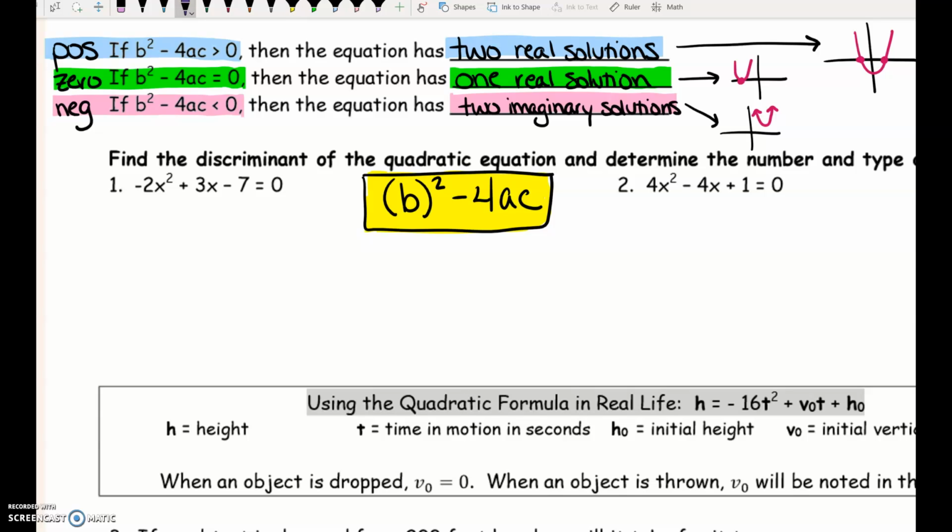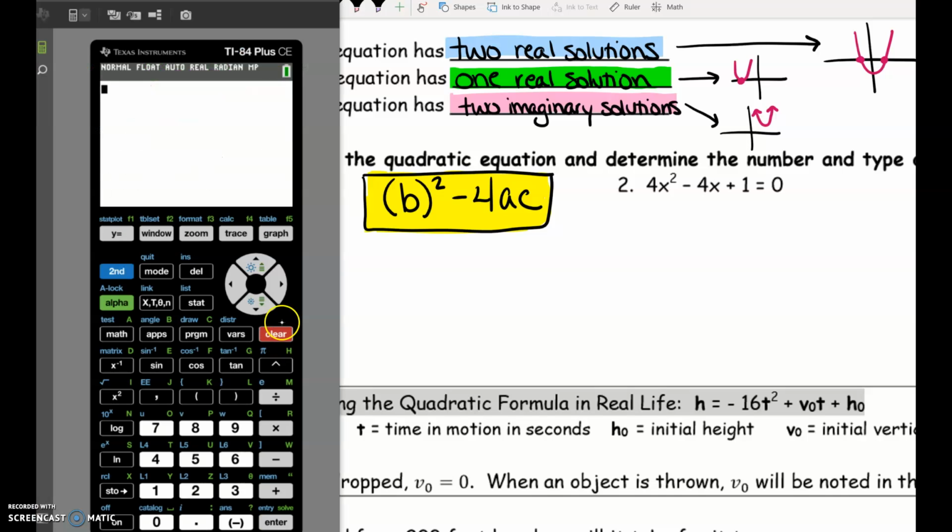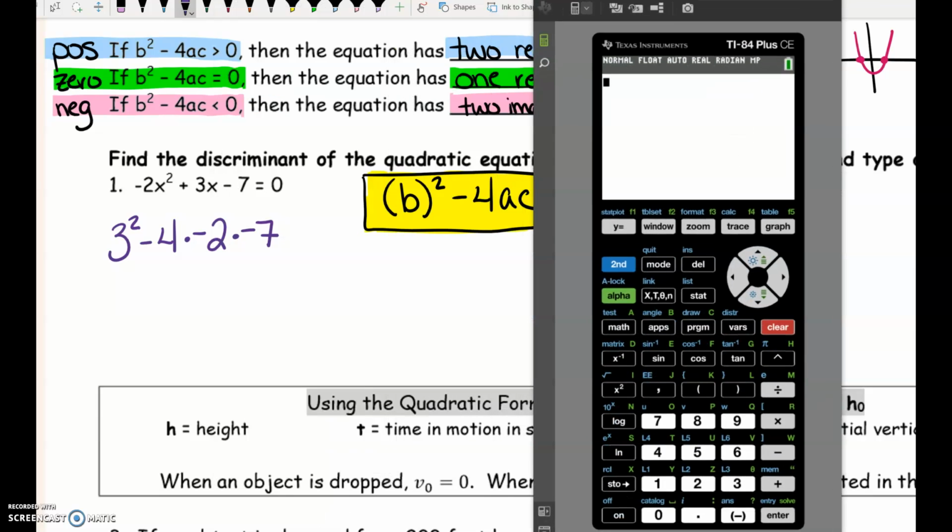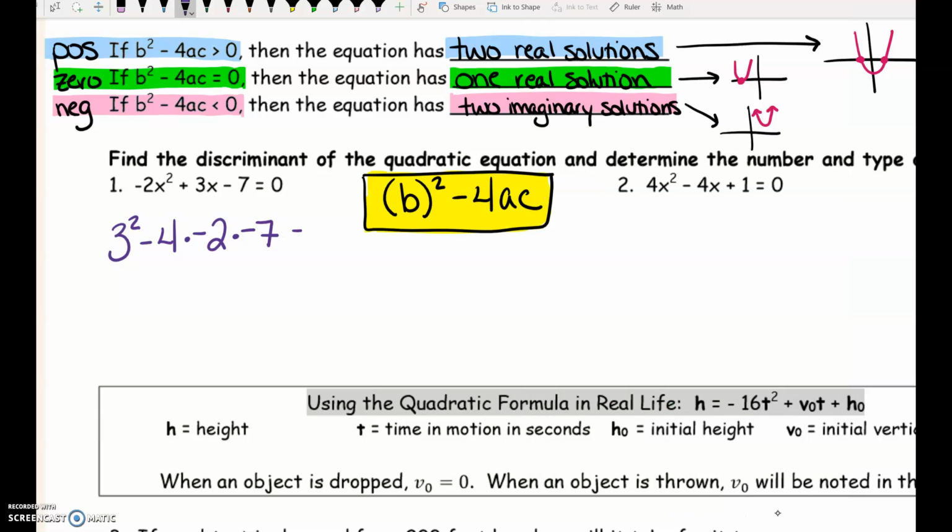So in number 1, normally I would say we don't want our a value to be negative, but we're not actually doing the whole quadratic formula. We're just finding the discriminant, so it's fine. So b squared, we got 3 squared minus 4 times our a value, negative 2, times our c value, negative 7. So 3 squared minus 4 times negative 2 times negative 7. Our discriminant is negative 47.